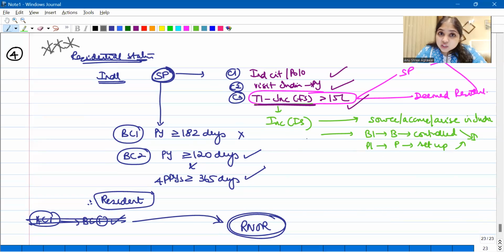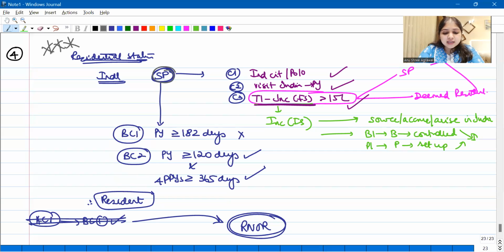So income from Indian source will not only include income which is earned in India, but just for this purpose, it will also include business incomes from businesses which are controlled in India and professional incomes from professions which are set up in India. So all the 3 conditions were fulfilled. Therefore, special provision was applicable. Basic condition 1 says in the previous year, assessee should stay in India for at least 182 days. That condition was not fulfilled because assessee had stayed in India for only 157 days.